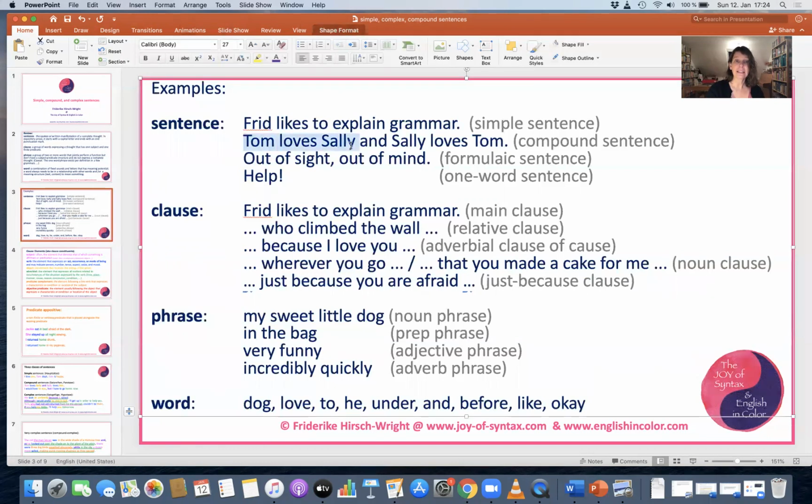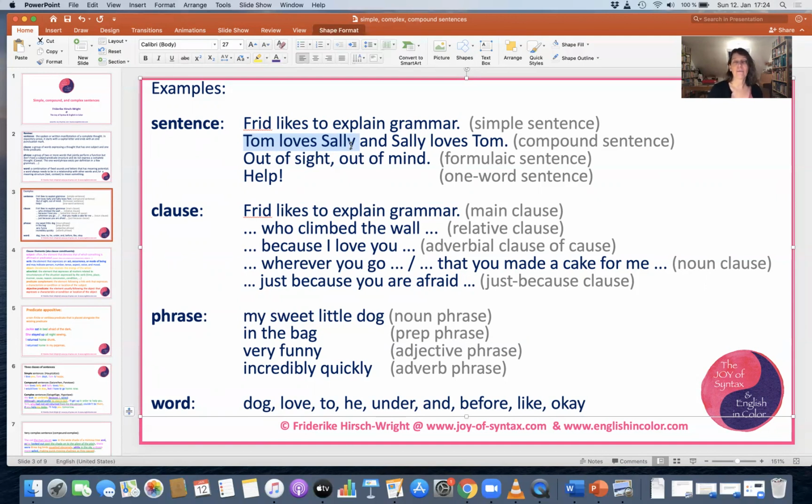Tom loves Sally is a clause, and this clause could actually constitute a sentence. We could have a sentence, Tom loves Sally, period. But in this case, we have this clause as a part of a compound sentence. So here's Tom loves Sally, and then there's the main clause, Sally loves Tom. These 2 clauses have been joined with the coordinating conjunction and they are in one sentence. So this compound sentence consists of 2 main clauses.